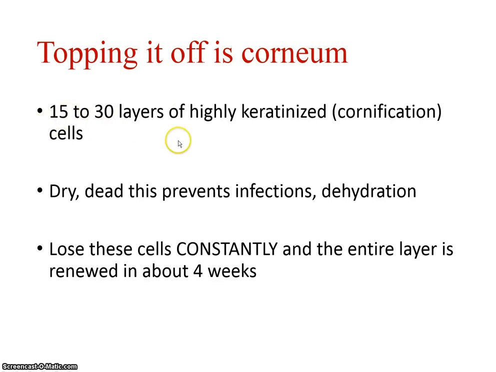All right, topping it off is the stratum corneum. This is 15 to 30 layers again, so this would be the thickest technically. It can be thin or thick depending on, again, the use you have or the contact your skin makes with the world around it. They're dry, dead, and this is what prevents infections, right? And they also prevent dehydration because you can't lose water through these already dead cells, basically. So it's an extra protective layer for us.